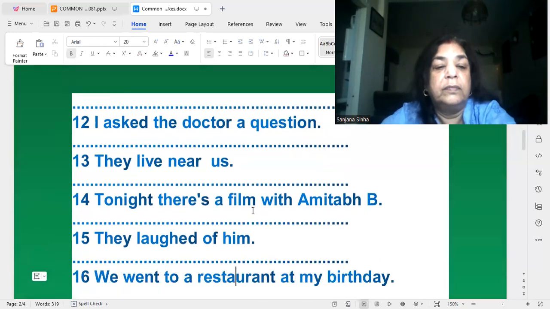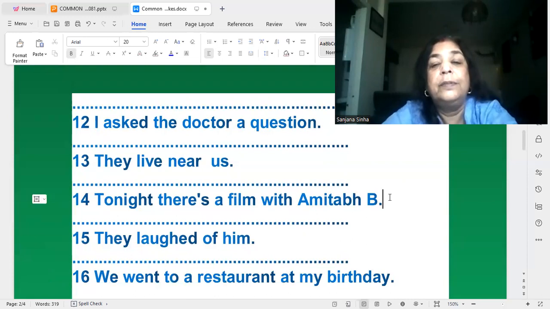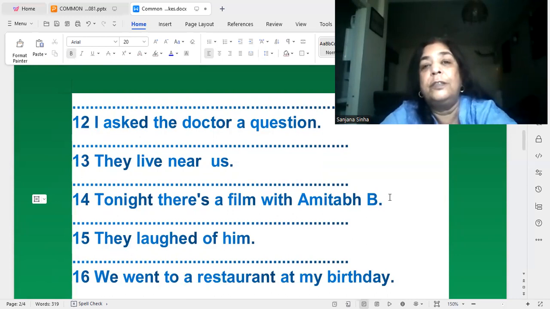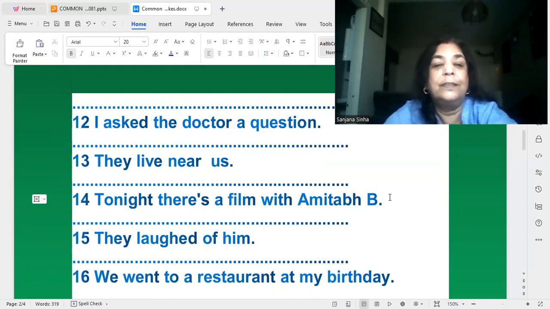14. Now, I bet 90% of people speak incorrectly. Tonight, there's a film with Amitabh Bachchan. It means, raat mein ek film hai, jisme Amitabh Bachchan kaam kar rahe. Tonight, there's a film with Amitabh Bachchan. Right?